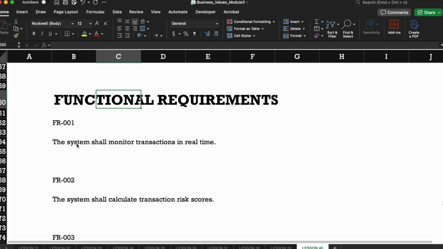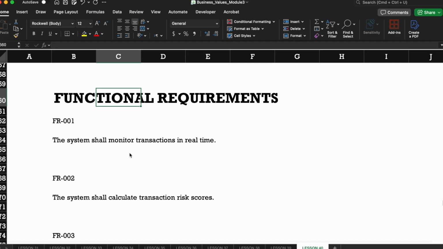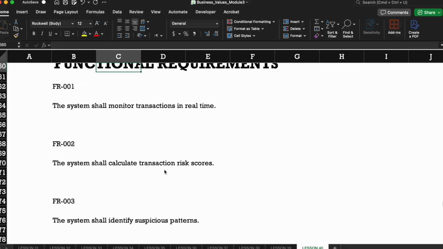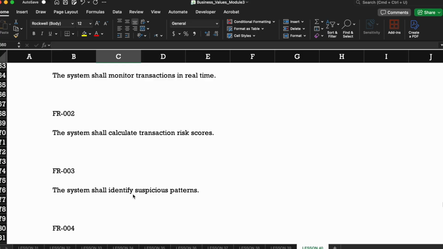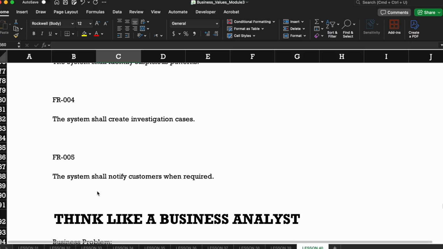Functional requirement 1. The system shall monitor transactions in real time. The system shall calculate transaction risk scores. The system shall identify suspicious patterns. The system shall create investigation cases. The system shall notify the customer when required.